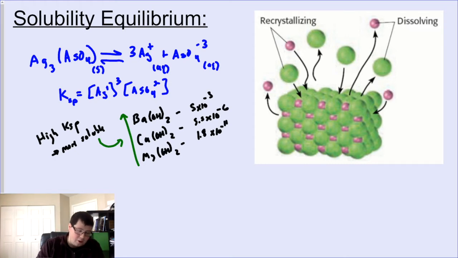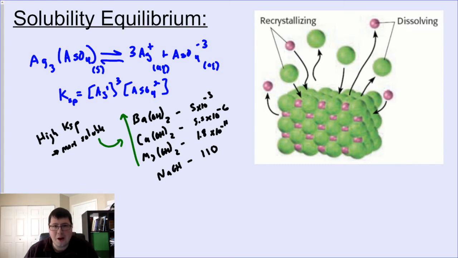Just as a comparison, though, one of our big strong bases is NaOH, sodium hydroxide. And if you're curious, the Ksp of sodium hydroxide is 110. It's greater than 1. It's larger than any of those Ksps. And so that's why we consider sodium hydroxide such a strong base, whereas all these other ones, they're strong, especially barium and calcium, we don't consider magnesium strong, but not quite as strong as sodium hydroxide would be because of the way that they dissolve in solution here.